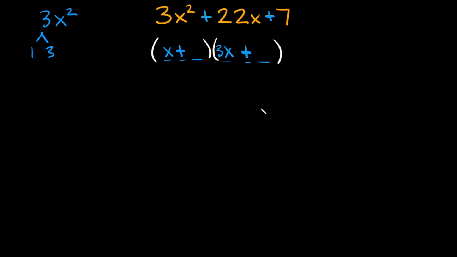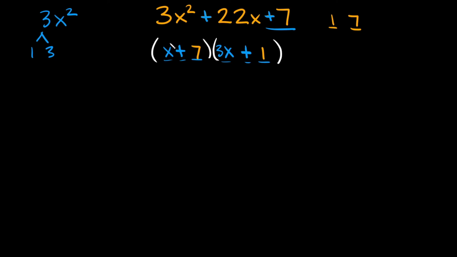The way you figure that out is by looking at your last number right here. Here we have a positive 7. So what two numbers can you multiply together to get a positive 7? The only two numbers we can multiply together are 1 times 7. So these are the two numbers we're going to plug into these empty spots. But do you put a 1 here and a 7 here, or do you put the 7 here and the 1 here? Well, one way you can look at it is by looking at your pairs here.